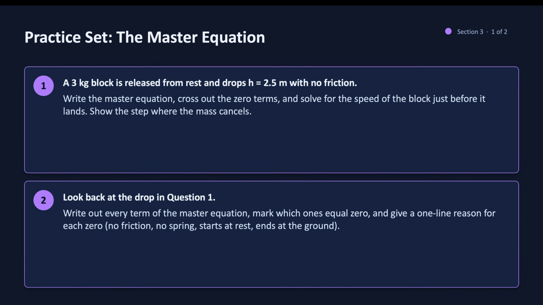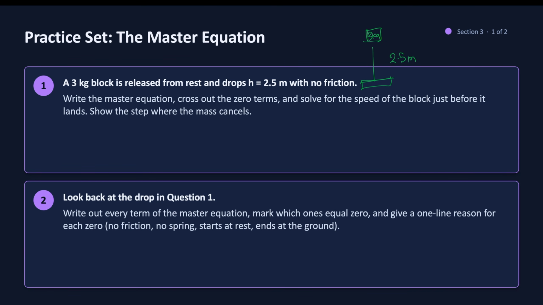So let's try some more problems. As always, make sure to pause the video and try it yourself. And then I'll walk through it with you. Okay, I'm assuming you gave it a try. Let's get at it. A 3 kg block is released from rest and drops height equal to 2.5 meters with no friction. Write the master equation and solve for the speed of the block just before it lands.